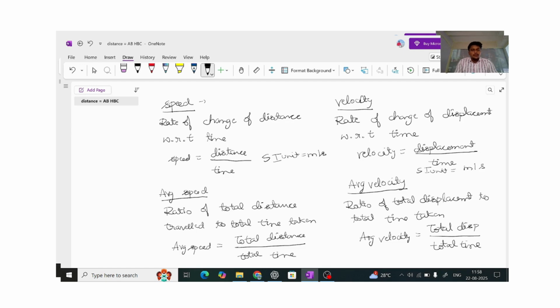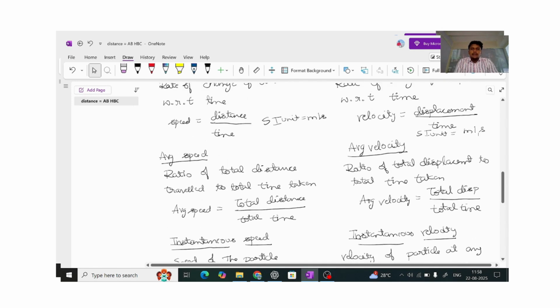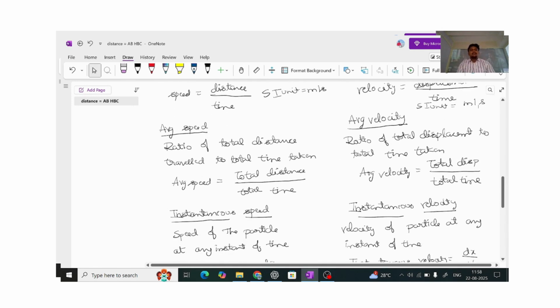Then, as we go through speed and velocity, there are two other values called average speed and average velocity. If the body is moving and stopping at more than two or three points, then we add those distances and divide by the total time. So average speed is the ratio of total distance traveled to the total time taken. On the other hand, average velocity is the ratio of total displacement to the total time taken.